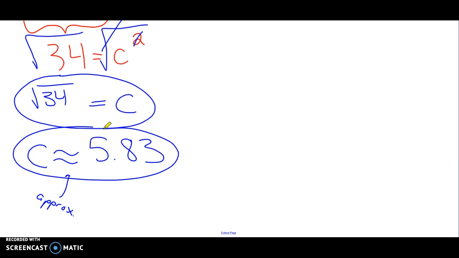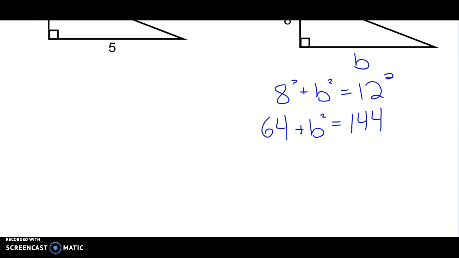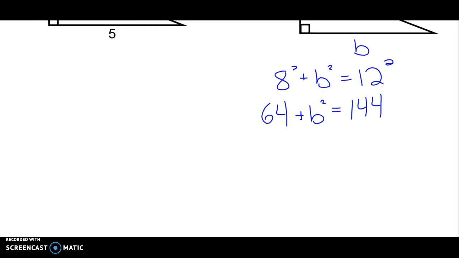Okay, do the next one on your own. Teach, what is 8 squared? 64. Avery, what is 12 squared? Good. Now, just like in Algebra 1, I need to get b squared by itself before I can square root it. So, Kaylee, what do I need to do to the 64? What did you say, Tom? What do I need to do to the 64? Subtract it over. So the b squared is by itself now. And b squared is equal to what?